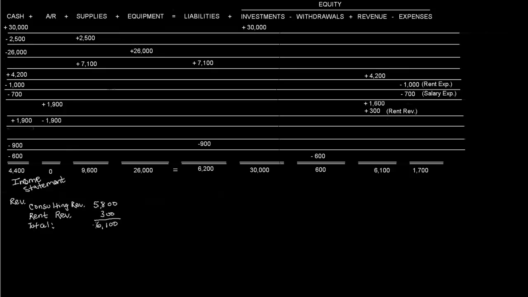6,100. Now let's also look at our expenses, because we have to subtract our expenses from our revenue in order to get net income. And for expenses, we have two right here. One is the rent expense that John paid out for the rent on the building that he uses as his consulting firm, and also the $700 in salary expense that he paid to his one employee. Alright, so let's write those down as well.